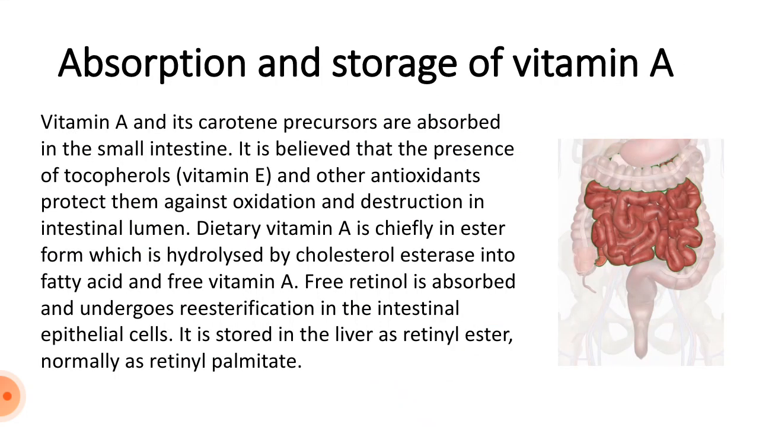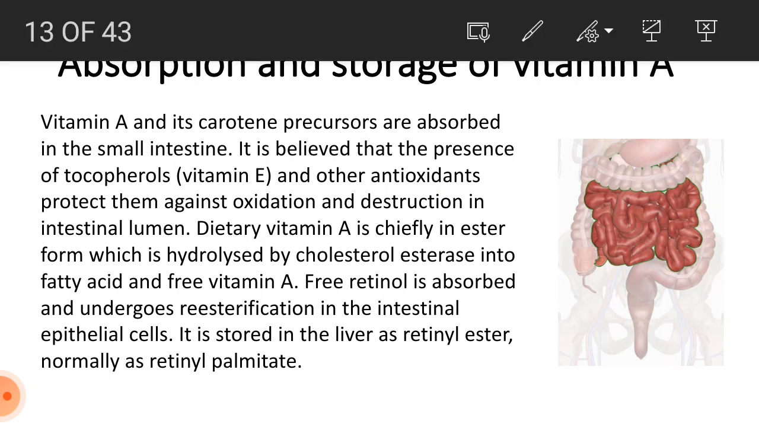Let's move on and see how the absorption of vitamins takes place and also see how the vitamins are stored, specifically vitamin A. Vitamin A and its carotene precursors are absorbed in the small intestine. It is believed that the presence of tocopherols, that is vitamin E, and other antioxidants protect them against oxidation and destruction in the intestinal lumen.